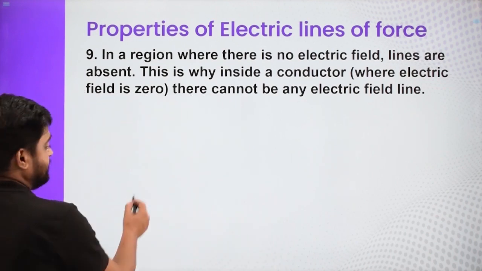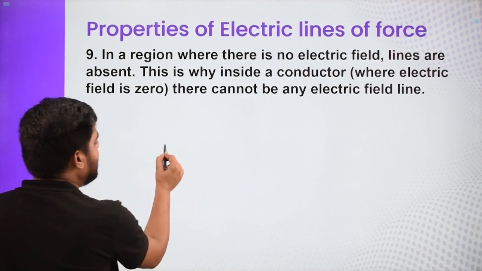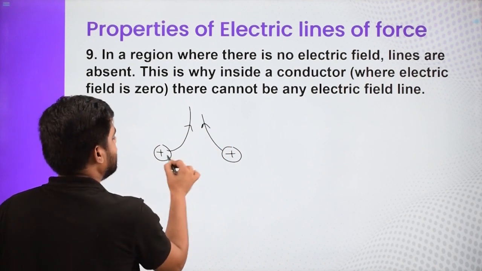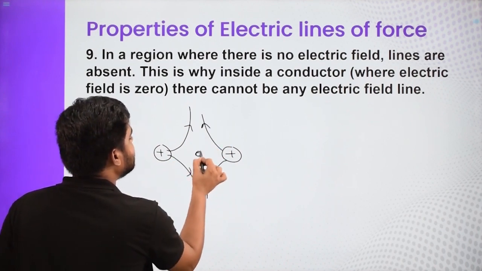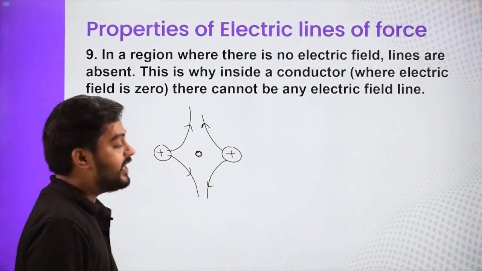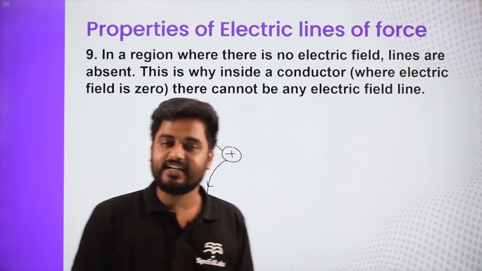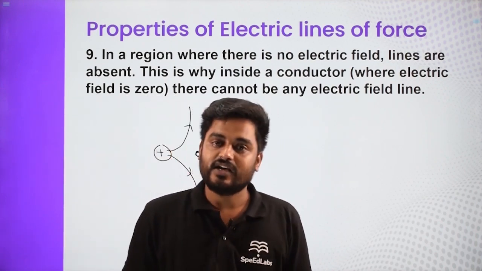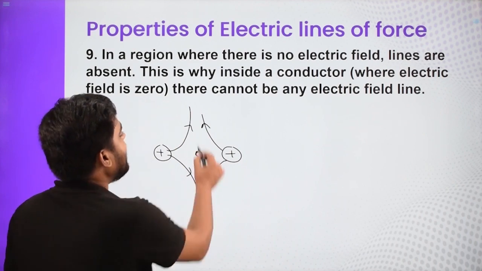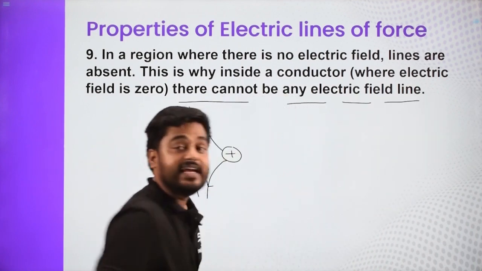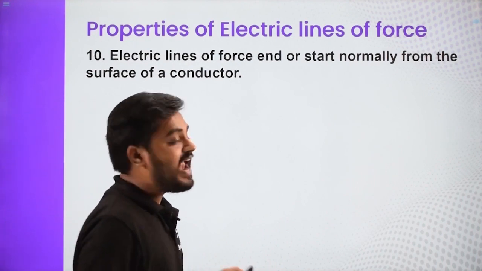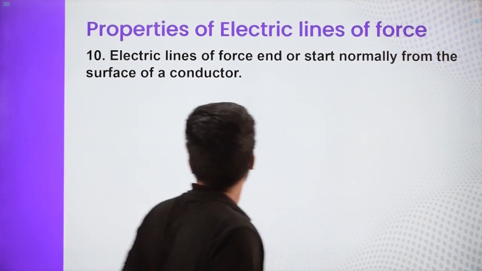For example, we have seen this is a positive charge and this was a positive charge, so field lines were going like this. There was no field line in this region, meaning the electric field at this particular point is 0. Inside a conductor also, the electric field is 0. We derived that using Gauss's theorem. Since the electric field inside a conductor is 0, there cannot be any electric field lines inside a conductor.